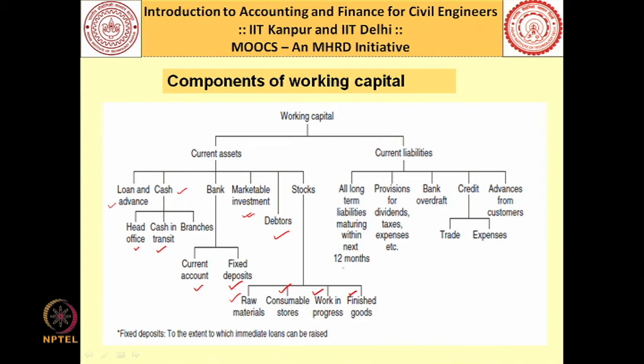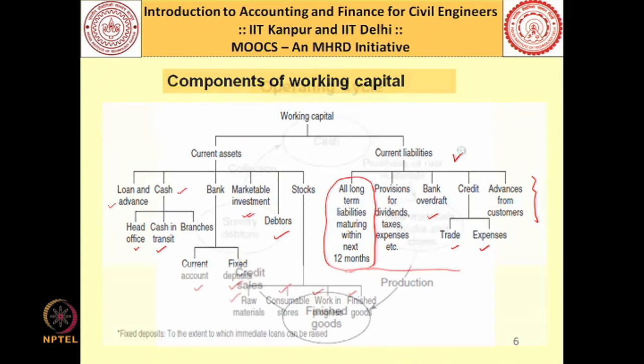Here are the example of current liabilities: all long term liabilities maturing within next 12 months, provisions for dividends, taxes, expenses, etc., bank overdraft, credit, trade credit, expense credit and advances from customers. These are part of your current liabilities. So, now you get a clear picture what constitutes current assets, what constitutes current liabilities. You understand the difference between the current assets and the current liability. Now, you understand the difference between gross working capital and you also understand the net working capital.